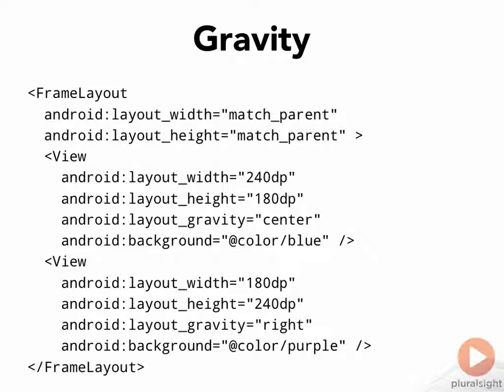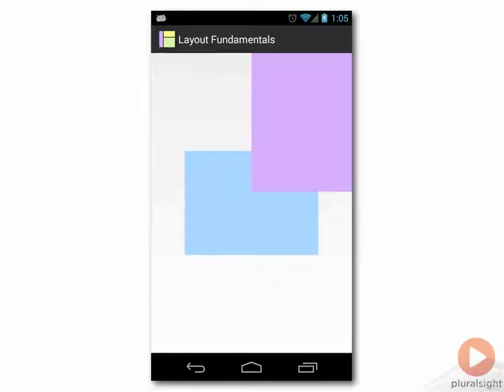We can use gravity to move these views around. Here, I changed the blue view to be of center gravity and the purple view to be of right gravity. How will it look? Like that. The blue view with center gravity goes in the middle of the screen, and the purple view with the right gravity goes on the right. Just as before, because the blue view is specified before the purple view, it gets drawn under the purple view.